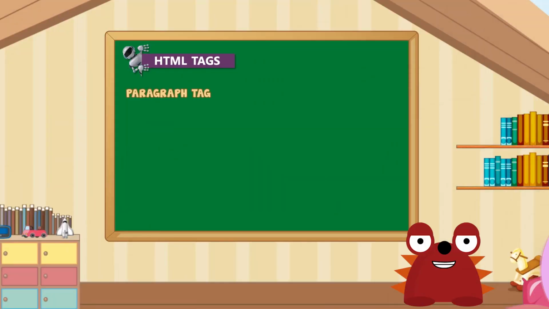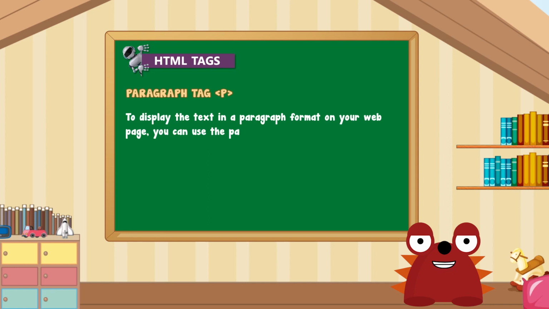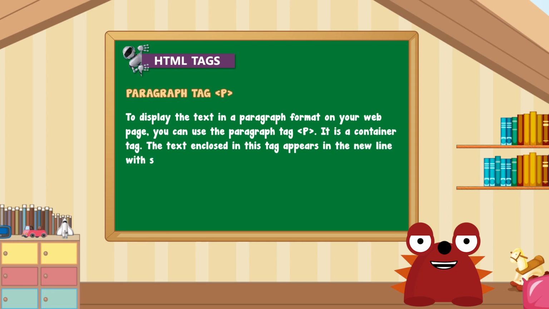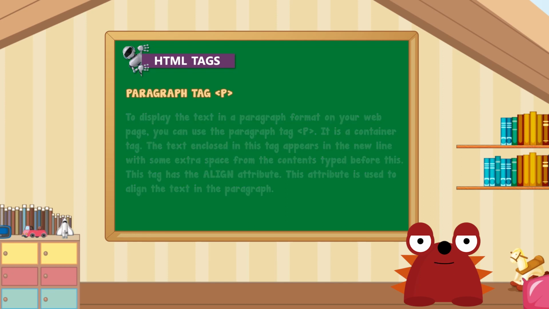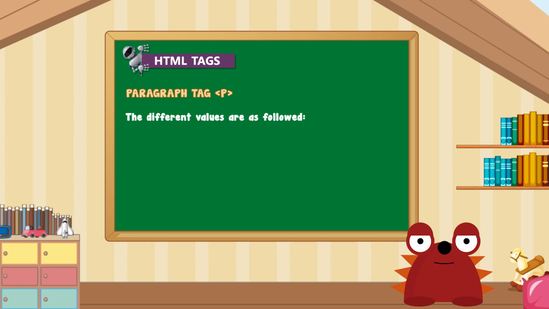Let's learn about the paragraph tag now. To display the text in a paragraph format on your web page, you can use the paragraph tag. It looks something like this. It is a container tag. The text enclosed in this tag appears in a new line with some extra space from the contents typed before it. This tag has the align attribute. This attribute is used to align the text in the paragraph. Here are the different values.